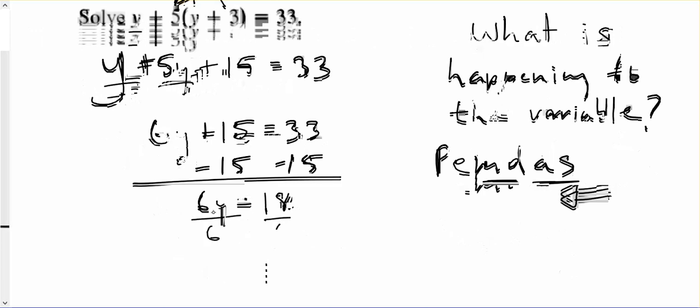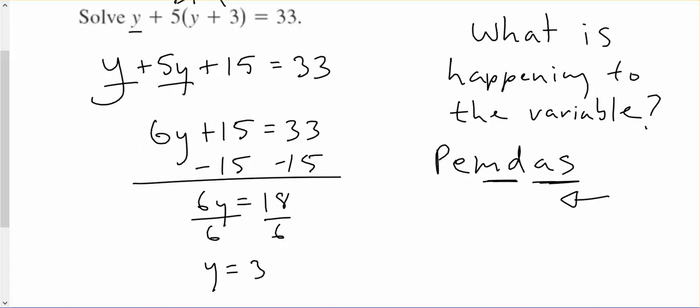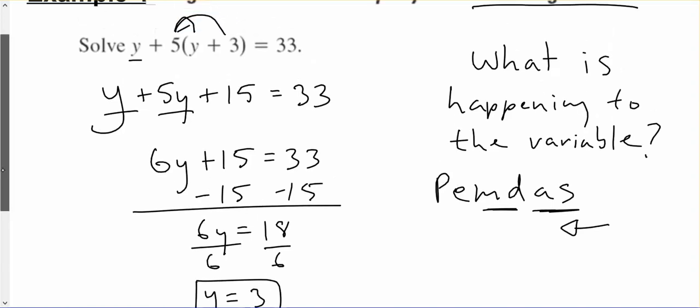If we want to, we can substitute this 3 into our equation. If I had a 3 here and a 3 here, well, we'd need to follow order of operations. What's 3 plus 3? 6. 6 times 5 is 30, plus this 3 makes 33.